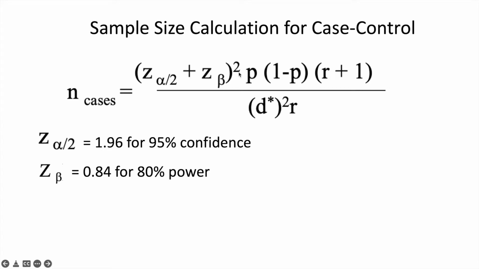The two values that are the easiest to find, that are the most constant, are Z alpha, your confidence, and Z beta, your power. 95% confidence is conventional, so 1.96 is almost always what we put here, and 80% power is also conventional, so 0.84 is almost always what we put here.